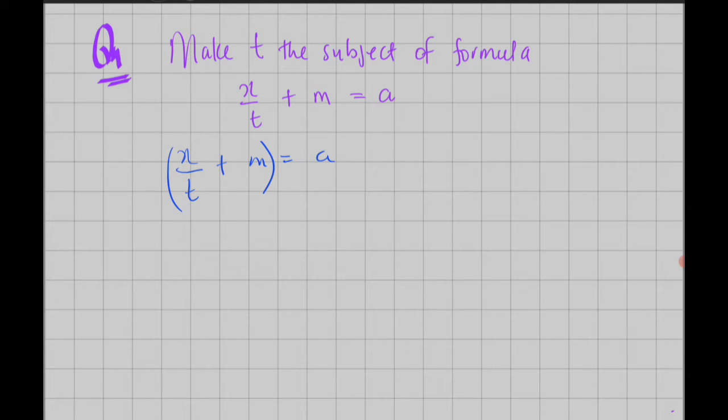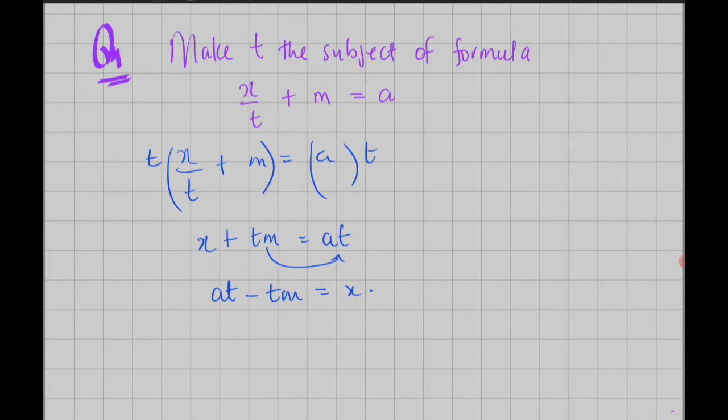So we multiply both sides by the denominator, which is t. If we multiply t times x over t, we get x. If you multiply t times m, we get tm. And if you multiply a times t, you get at. But we want to make t the subject of the formula. So what do we do? We move tm to where at is. So we get at minus tm is equal to x.